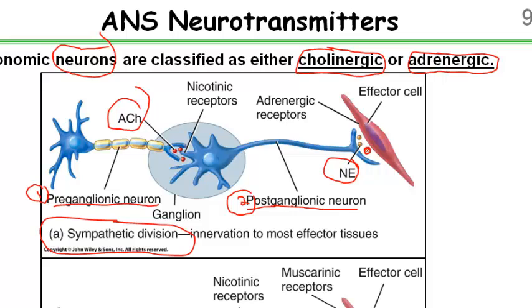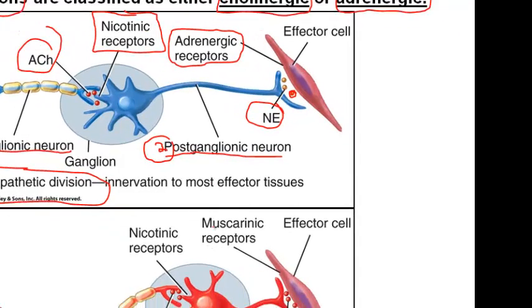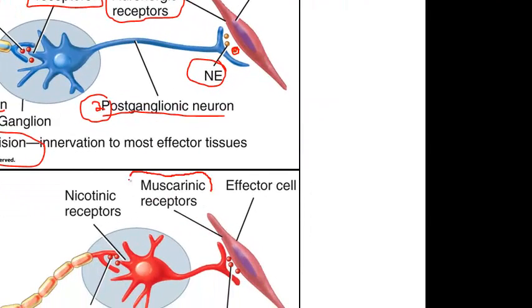Now the receptors have to recognize those neurotransmitters. We're going to learn a little bit about some of the types of receptors, but one type of acetylcholine receptor is called nicotinic receptors. And then the receptor for norepinephrine is called adrenergic receptors. There's an additional acetylcholine receptor called muscarinic, which we'll talk about, which you can see down here. Muscarinic receptors, which would be on this cell. Nicotinic receptors, which could be on this neuron.